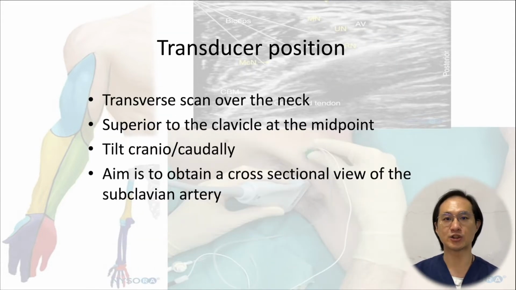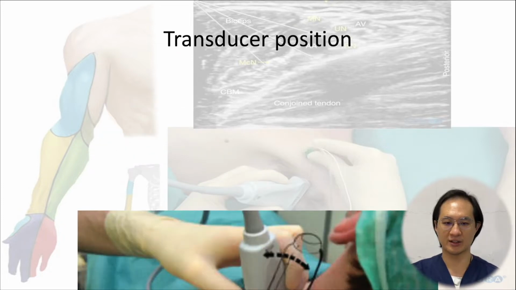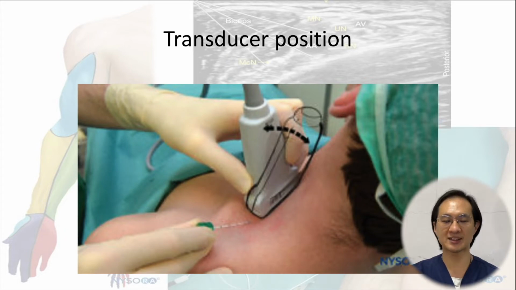So how do we place the transducer to find the brachial plexus at the supraclavicular fossa? We need to place the transducer over the neck, superior to the clavicle, at the midpoint. Then after that, you need to tilt your probe, either cranially or caudally, to obtain a cross-sectional view of the subclavian artery. This picture illustrates how we place the probe in the supraclavicular fossa to obtain a view of the brachial plexus. So you tilt your probe either cranially or caudally at the supraclavicular fossa.